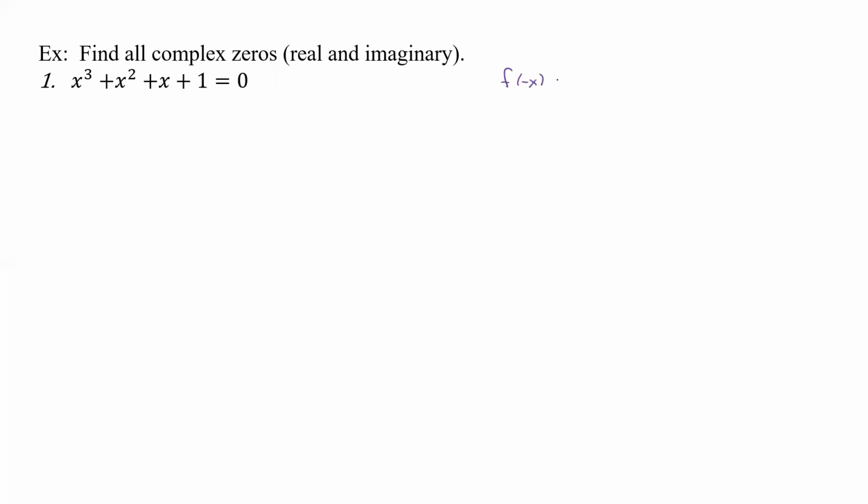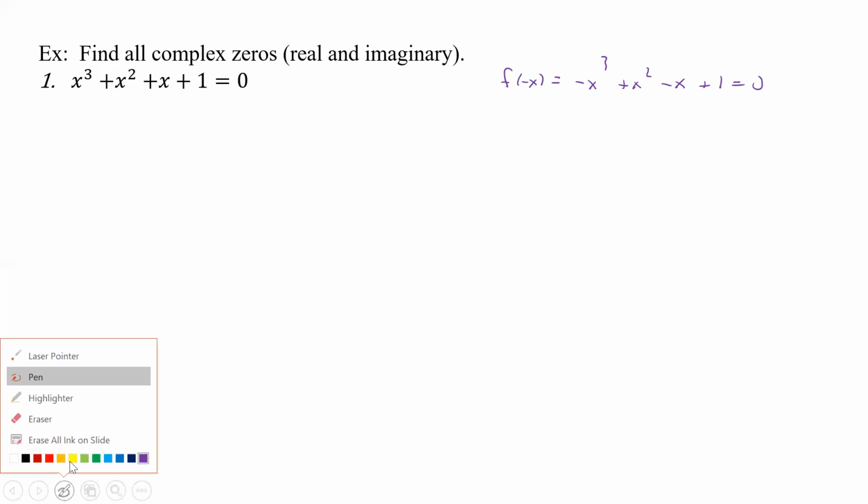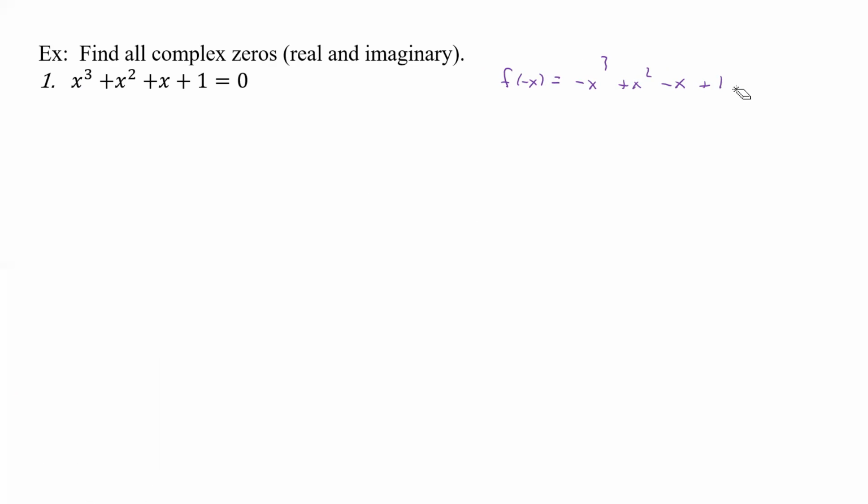f of negative x is going to be, well, if we plug in a negative x here, we'll get a negative x to the third. Plug in negative x here, that's going to be plus x squared. Plug in negative x, it's negative x plus 1 equals 0. Well, it equals that, so we don't really want the 0 there. We plugged it in. And so now we say, okay, there's a sign change, there's a sign change, and there's a sign change. So we're going to have either 3 or 1 real negative zeros.